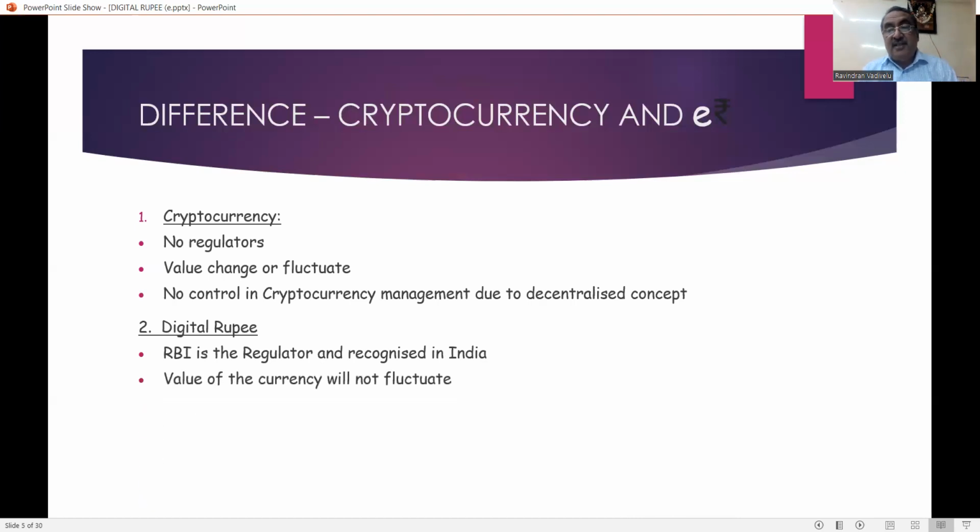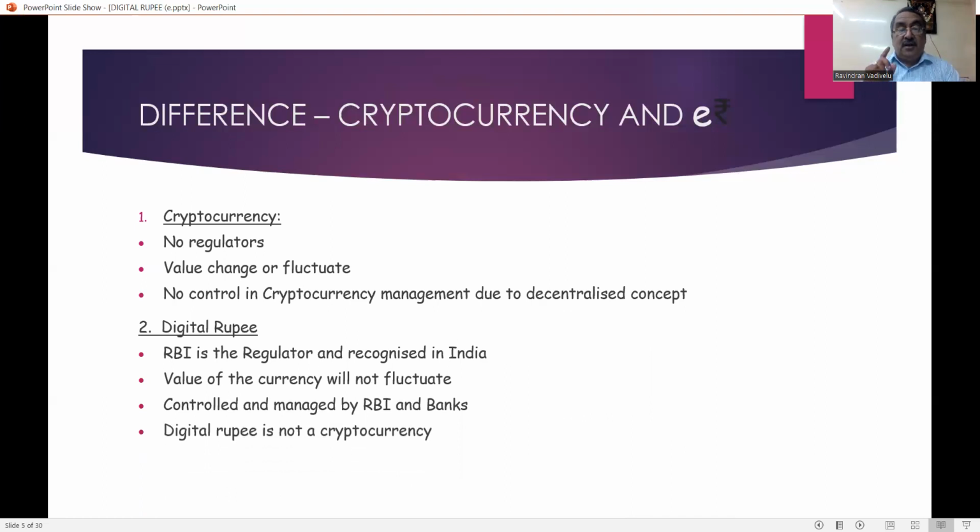And the value of the currency will not fluctuate. Suppose the digital rupee is used for 100 rupees, it remains there. It will not increase, it will not decrease. So the value of the currency will not fluctuate in the digital rupee. It's controlled and managed by the Reserve Bank of India as well as by the banks. And the digital rupee is not a cryptocurrency. This point everybody has to bear in mind. This is not a cryptocurrency.